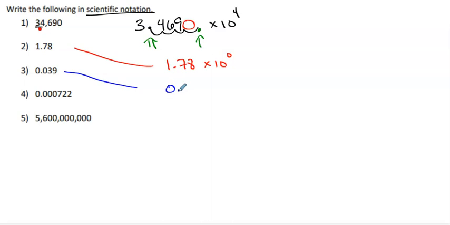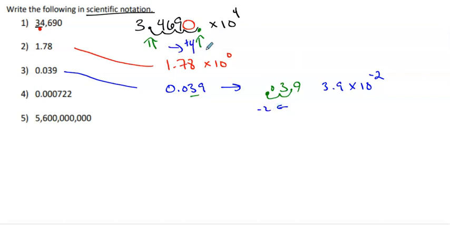0.039. So 0.039. Okay. I need my decimal to be here after the first non-zero number. So that means in order to get it back to its original location, I would need to move this 2 places to the left. So really this is going to be 3.9 times 10 to the negative 2 power, because I'm going left, so negative 2. This one I was moving right, so positive 4. 2, we didn't have to do anything.